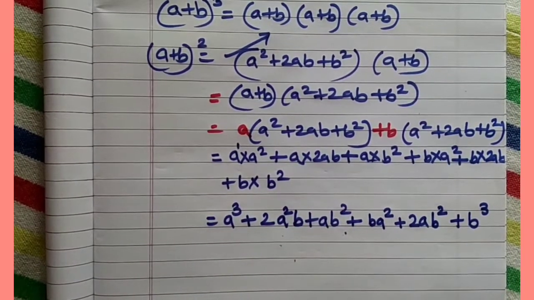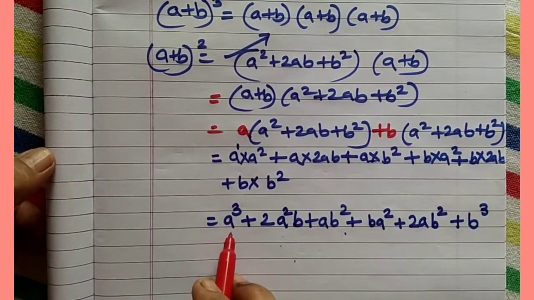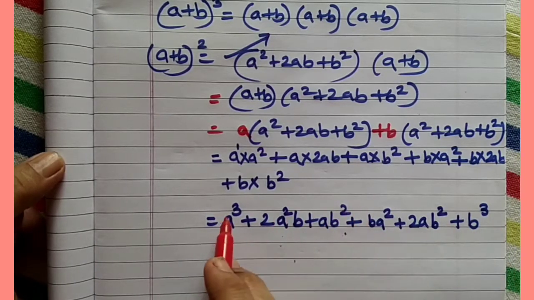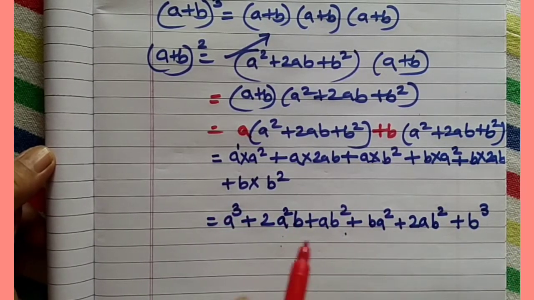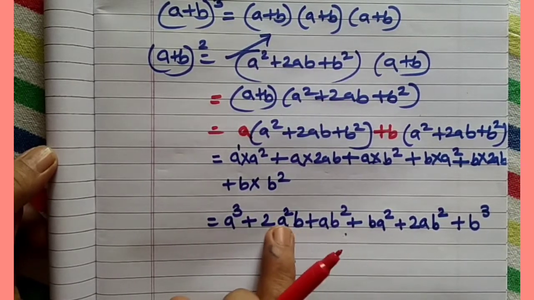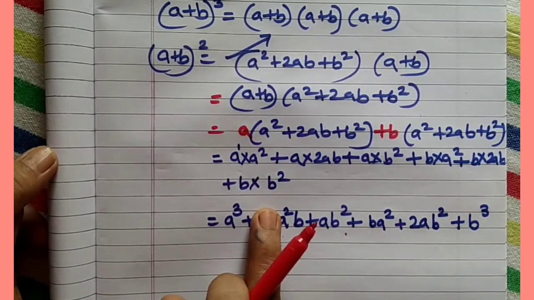That also should be same. Now let us see which are the like terms. This is a square. Is there any other? Sorry, this is a cube. Is there any other a cube? No. So there is no like term for this. Now this, we will not see the number. Only we have to see the variable and the power. So don't look at these numbers.